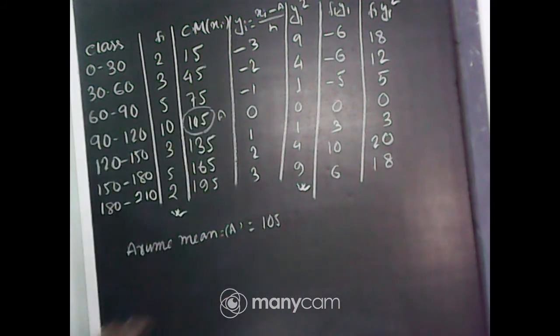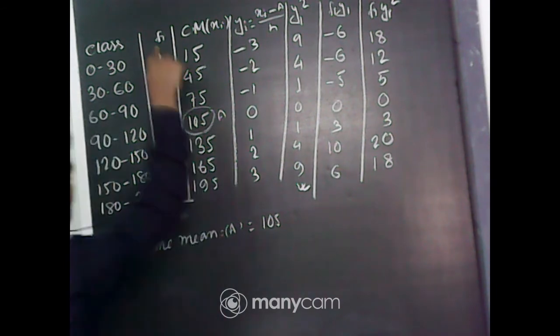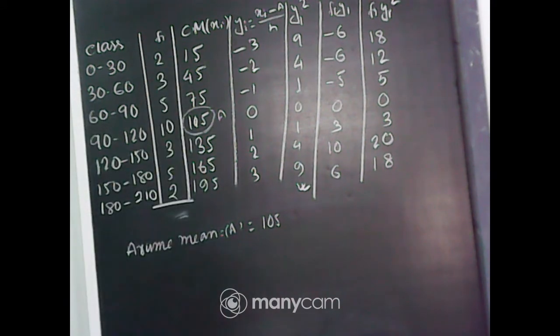Whenever you form the table, find the sum of the frequencies. Just add these numbers, the sum of the frequencies, and tell me the result. What is the total frequency of the given data?